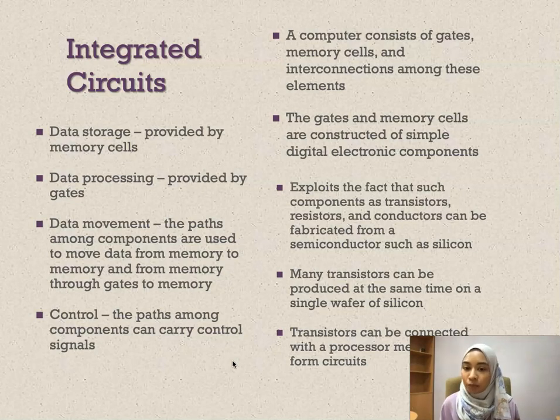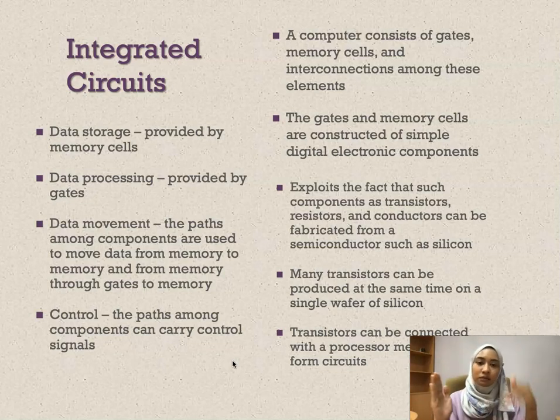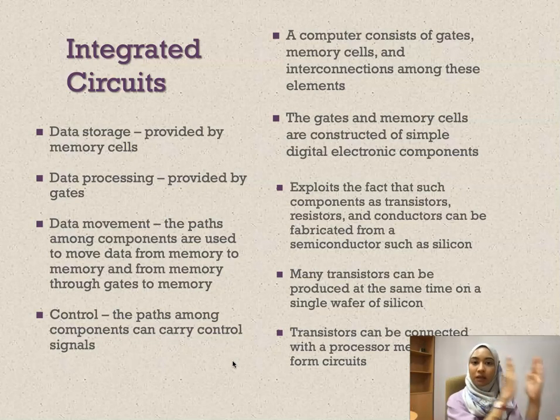And then we have the data movement, which is the path among components that are used to move data from memory to memory, or sometimes there is a gate in between, whereby the data has to go through the gate. So you have your memory, gate, and memory over here. That is your data movement.